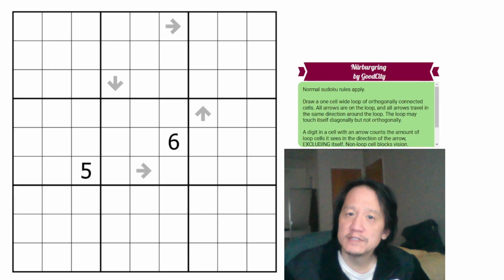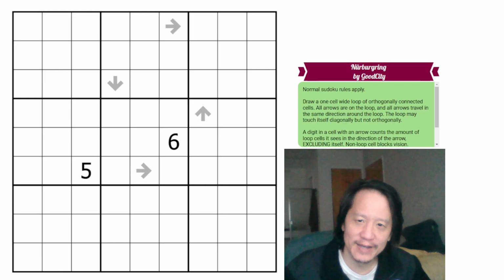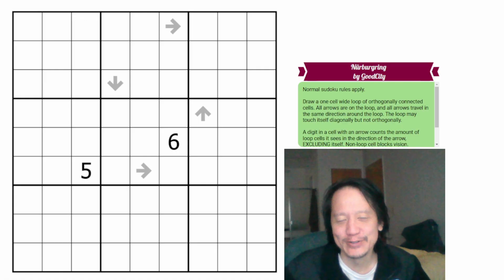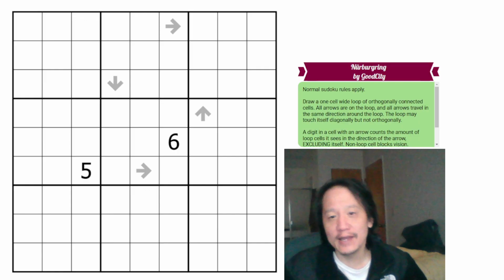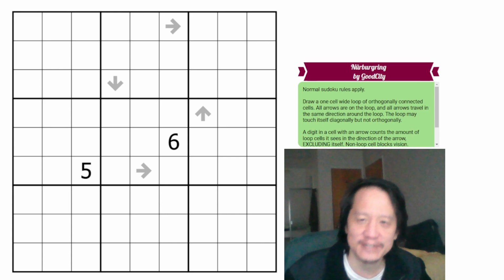And take that easiness with a grain of salt, because it's considered easy by the people on the Logic Masters Germany forum, and there's a lot of smart people there. Today's puzzle is called Nürburgring. I believe it's pronounced how it's pronounced. It's German, and I'm not very good with my German, so anyways, it's by a good city. Let's get to the rules instead of the pronunciation.